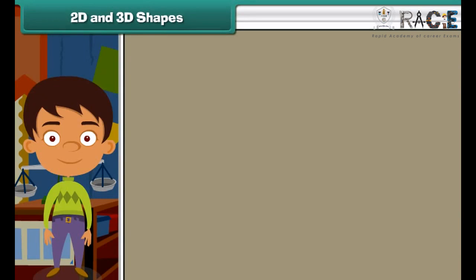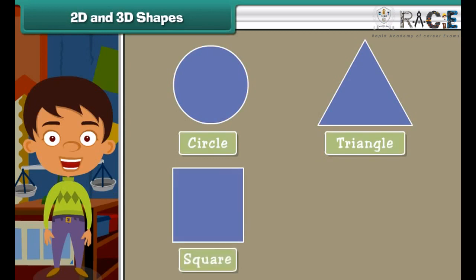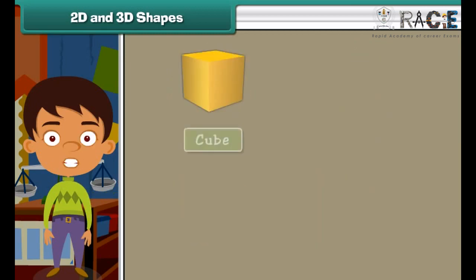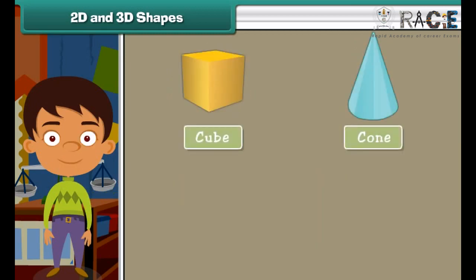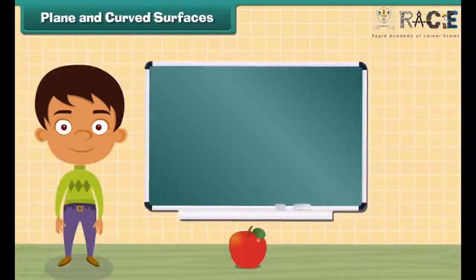2D and 3D shapes. Now let us talk about two-dimensional or 2D shapes. Some 2D shapes are circle, triangle, square and rectangle. Some three-dimensional or 3D shapes are cube, cone, cylinder and sphere.